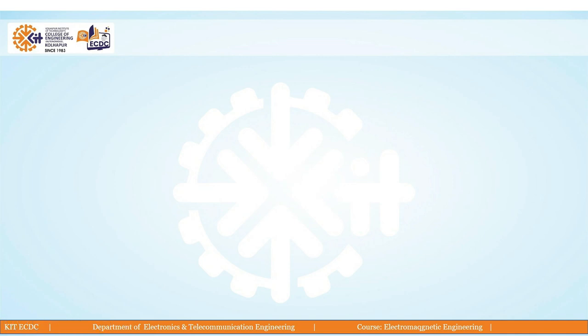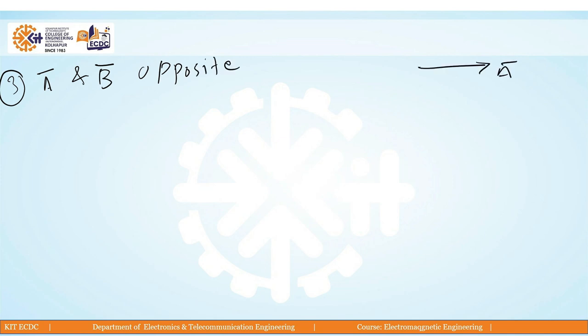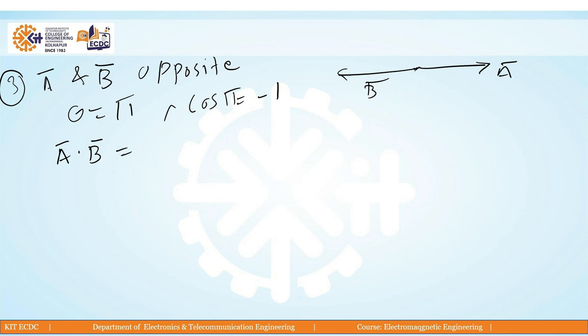Our third case is that the two vectors, vector A and vector B, are opposite to each other. This is my vector A and this is my vector B. How much is the angle between these two? Yes, it is pi or 180 degrees. So cos pi is minus 1, and therefore the result of the dot product of these two vectors, A bar dot B bar, is equal to minus AB.